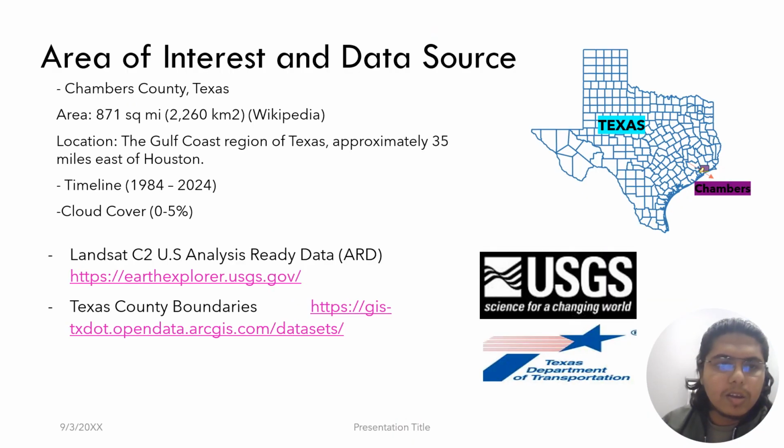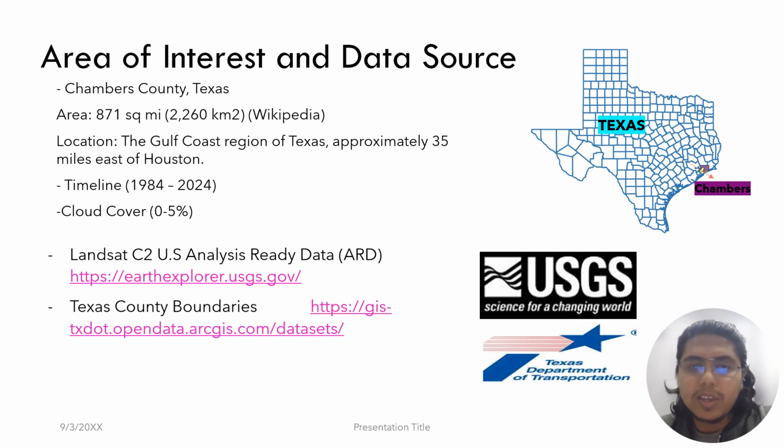For our project, the area of interest was Chambers County, Texas. It has an area of 871 square miles and is located in the Gulf Coast region of Texas, approximately 35 miles from Houston. Our timeline was from 1984 to 2024, basically four decades.